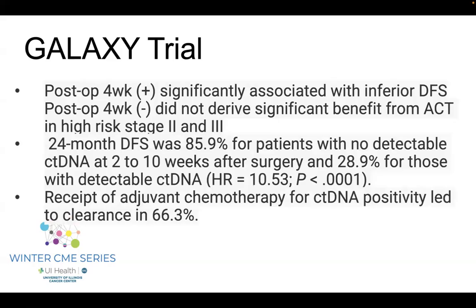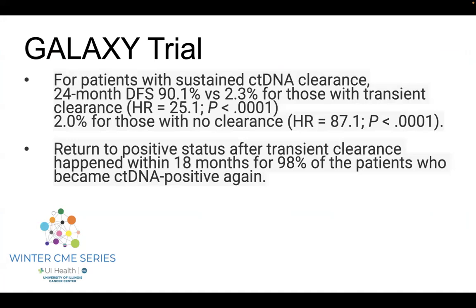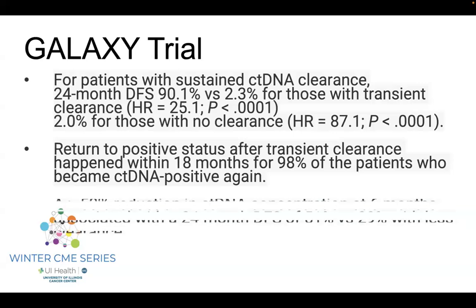The receipt of adjuvant chemo for ctDNA positivity led to clearance in 66% of the patients. And for patients who had a sustained ctDNA clearance, the 24-month disease-free survival was 90% versus 2.3% for those with a transient clearance and 2.0% for those with no clearance. A return to positive status after a transient clearance happened within 18 months for 98% of the patients who became ctDNA positive again. So again, showing that sustained ctDNA clearance or ctDNA negative testing can show a highly significant improvement in disease-free survival.